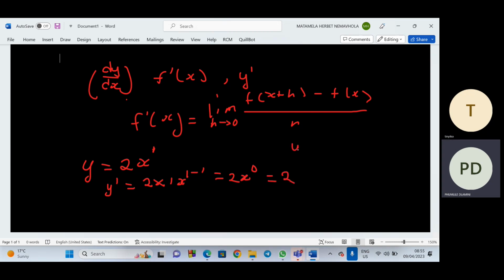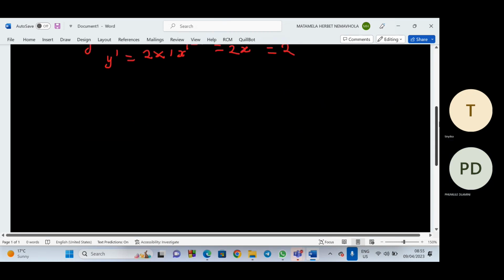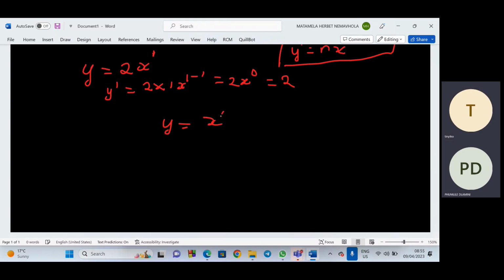So the general formula for y prime is n times x to the power n minus 1. This is the general formula for the differential equation. So when we are differentiating, we can be given an equation, maybe y equals x to the power 4 minus 8.